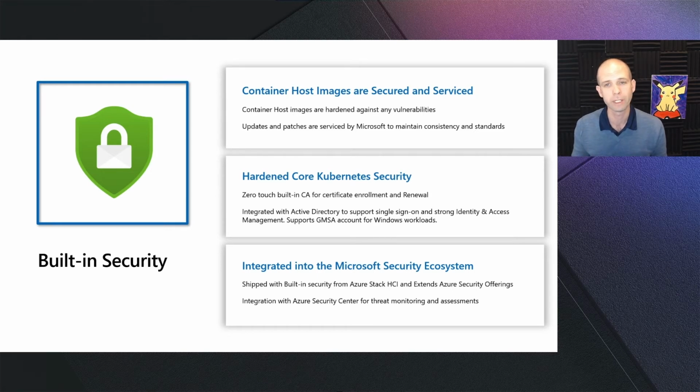Beyond that, we're currently making investments to further harden the core Kubernetes offering that we're providing. Two key investments that we're working on right now. The first one is to build a zero-touch certificate authority so that we can ensure that all communication inside the Kubernetes deployment is as secure as possible. The second thing that we're working on is integrating Azure Kubernetes Service for Azure Stack HCI into your existing Active Directory environment. And we're doing this both for access to Azure Kubernetes Service itself, but also for your containerized applications that are running on top of the platform.